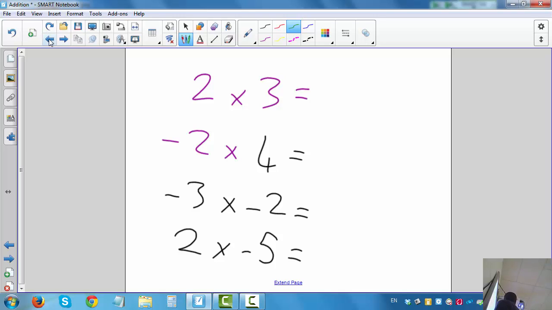I don't see any sign here, which means discrete positive. I don't see any sign there, which means discrete positive. So the answer for 2 times 3 will be positive. I am not going to tell you what 2 times 3 is yet. First, number one, worry about the signs.